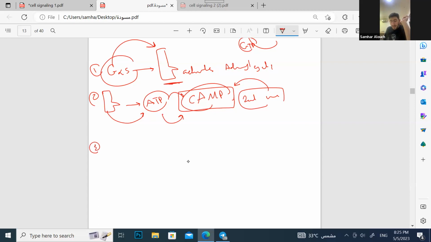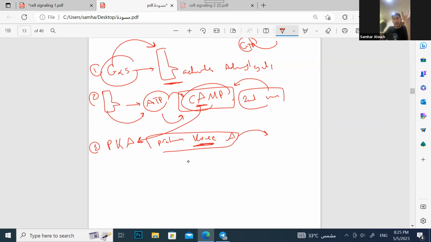Cyclic AMP goes and activates an enzyme called PKA, or protein kinase A. From the name, it's a kinase, so it phosphorylates another enzyme. So now PKA, the one that got activated by cyclic AMP, goes and activates another enzyme, and this last enzyme will do the action. We don't have one specific enzyme; we have many enzymes that get activated by PKA. So this is the adenylyl cyclase pathway.